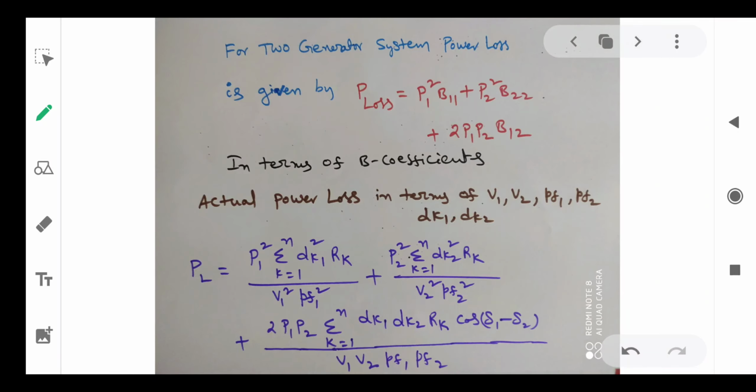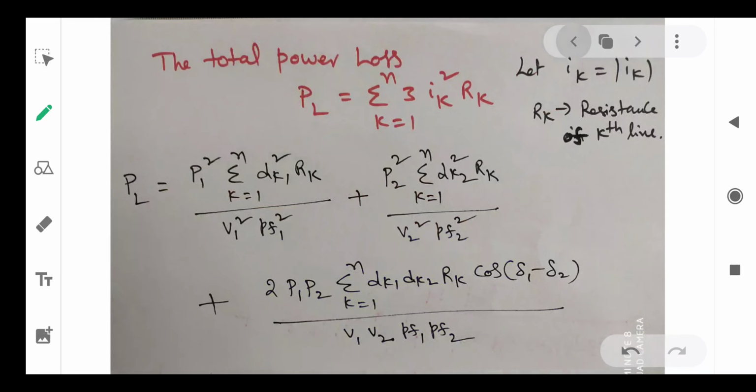Therefore, for a two generator system, power loss is given by the standard expression: P loss is equal to P1 square B11 plus P2 square B22 plus 2 P1 P2 B12. In the previous expression, dk1 is constant, rk is constant, dk2 is constant, V1 is constant. Let us assume that V1 is constant, PF1 is also constant, V2 is constant, PF2 is also constant.